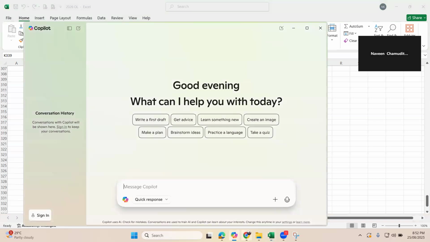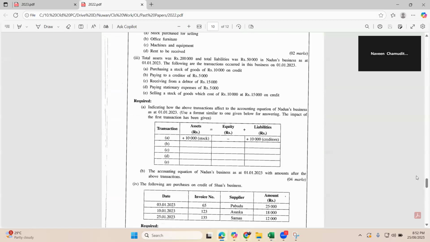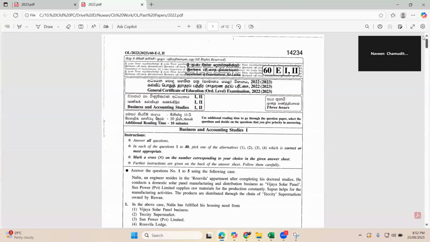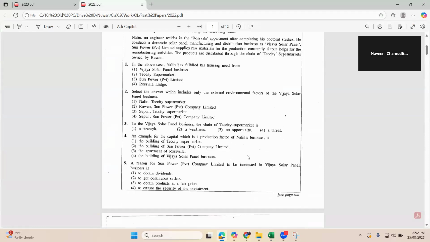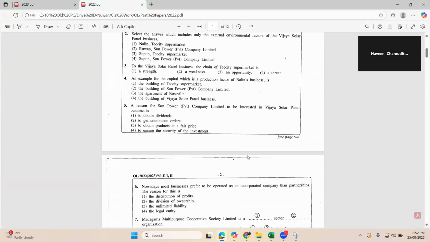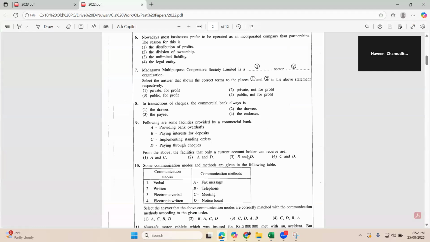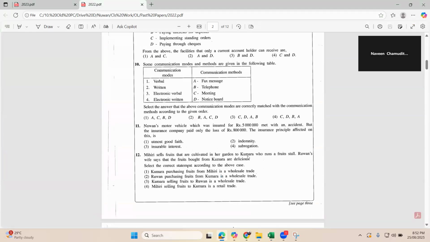If I show you some of the MCQ, right? If you go through the MCQ section, you can see some of the MCQ they have tested in the first section A. You can't leave the bank reconciliation chapter.